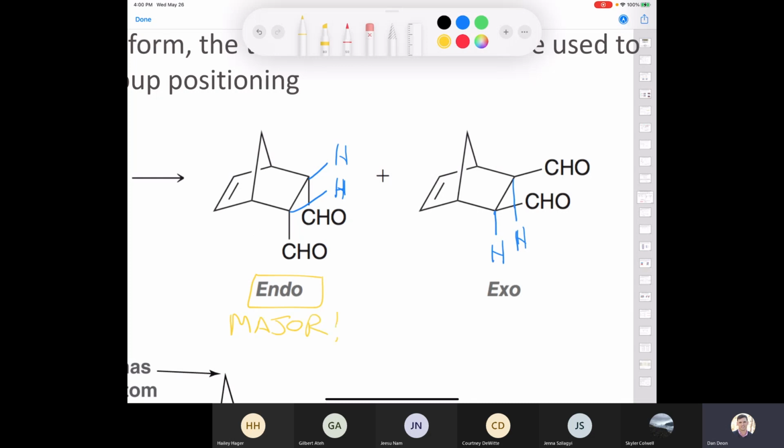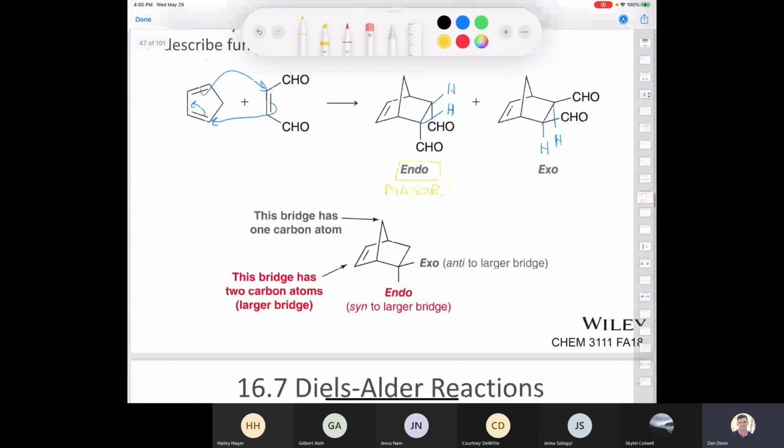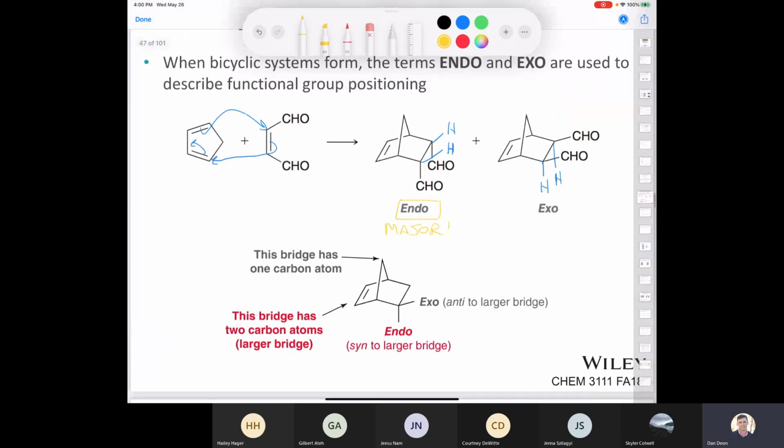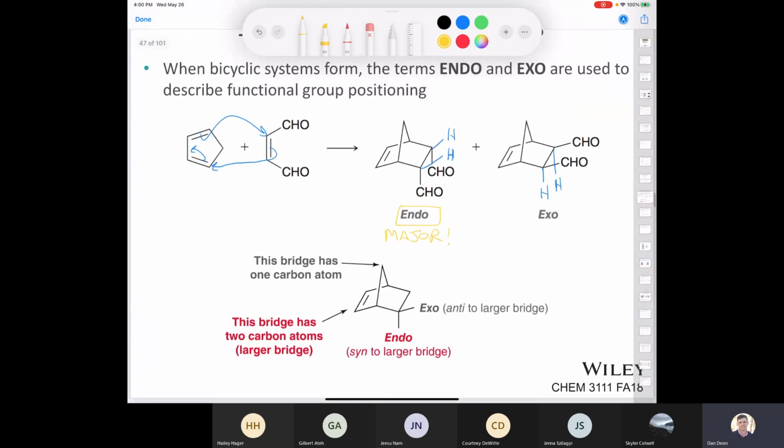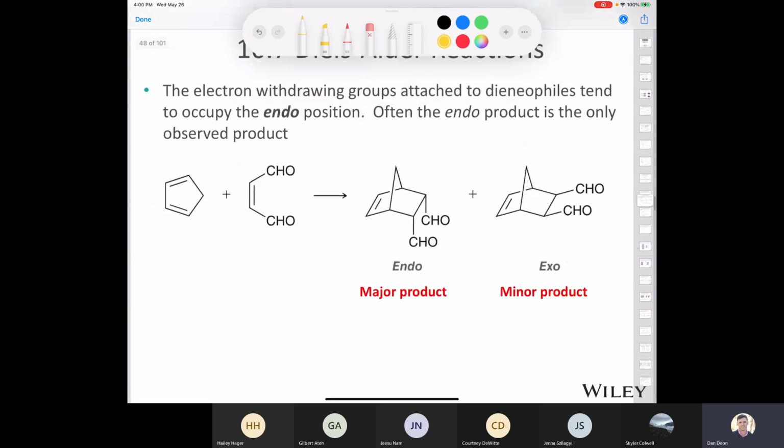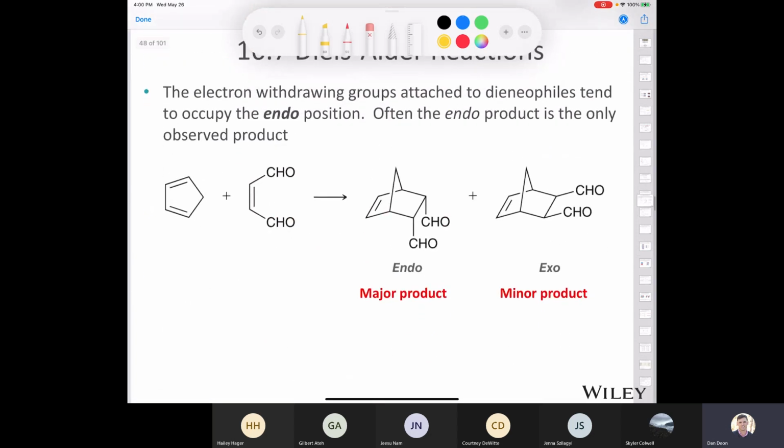And the reason why it's the major product is based on something called the endo rule. The endo position is the position that is syn to the bigger bridge, and the exo position is the position that is anti, or away from the bigger bridge. So why do we get the endo product as the only product, or oftentimes the major product?